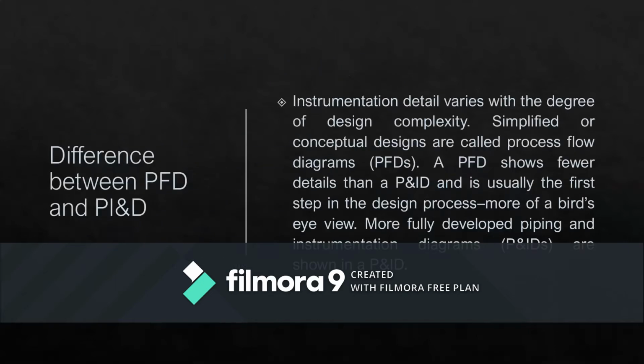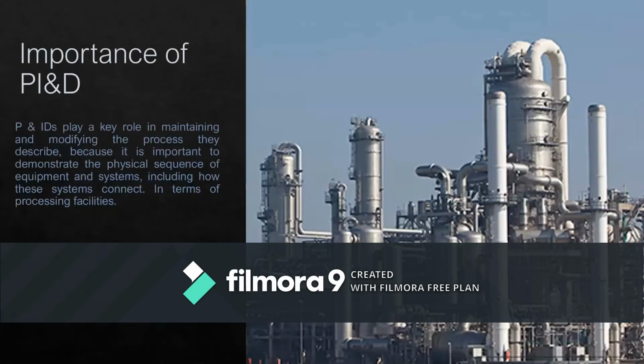Difference between PFD and PID. A PFD shows fewer details than a PID and is usually the first step in the design process, more of a bird's eye view. The PFD is used in chemical process engineering. This diagram shows the flow of chemicals and the equipment involved in the process. Then, the PID includes more details than the PFD, including major and minor flows, control loops, and instrumentation, and is used by process technicians and instrument, electrical, mechanical, safety, and engineering personnel.